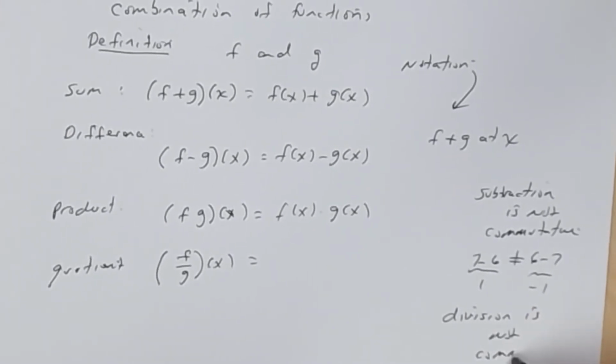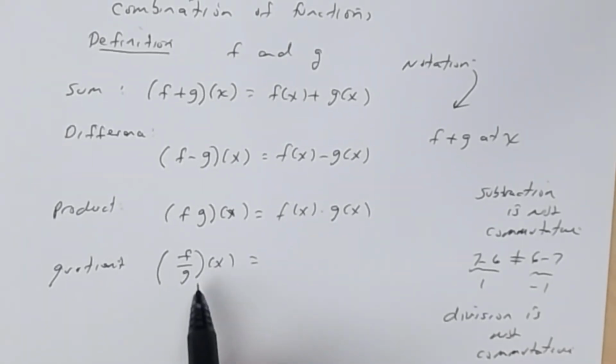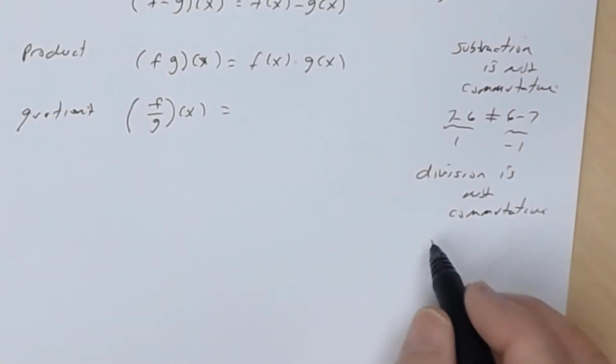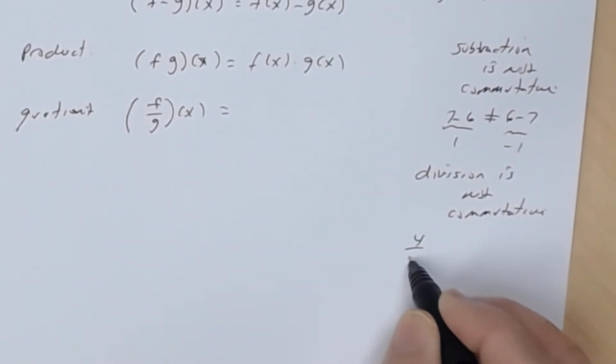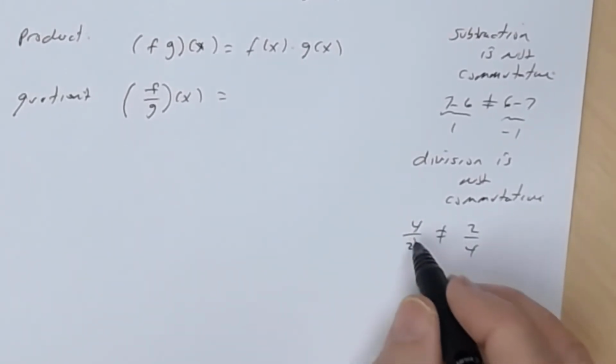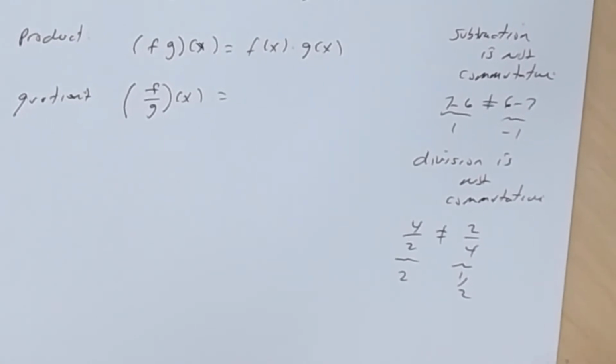So the order does matter. You can't say g of x divided by f of x. That's not the same thing. Remember, 4 divided by 2 is not the same as 2 divided by 4. Those are two different things. That's 2 here, and that's 1/2. So they're not equal.